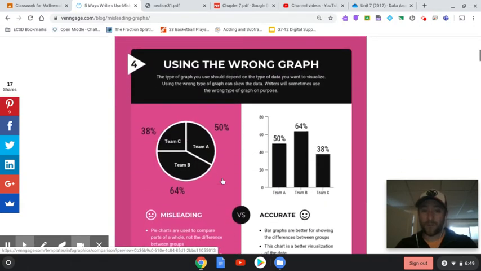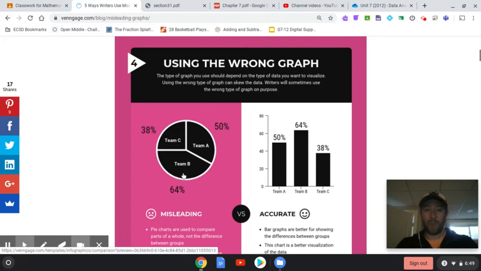The next one says using the wrong graph. Here we have a pie chart. Here we have a bar graph. Now, I kind of don't like this one that much because there's percentages on the bar graph, but the bar graph here is a better idea.